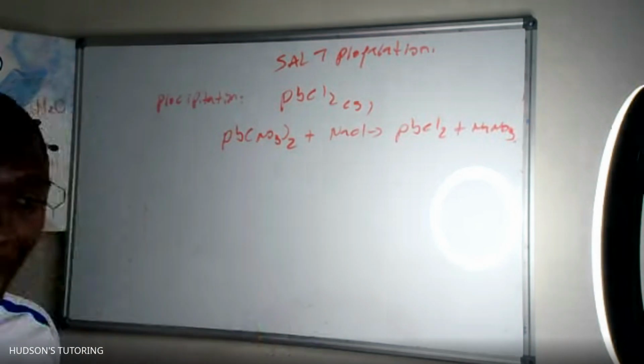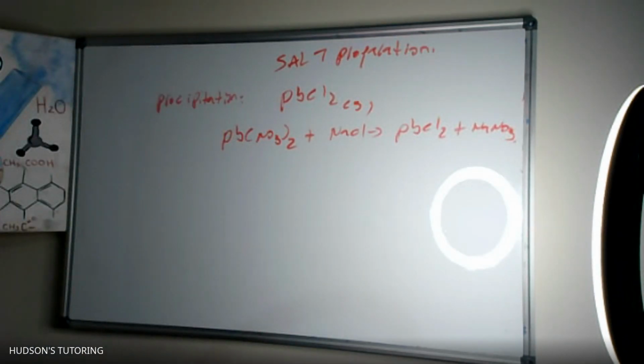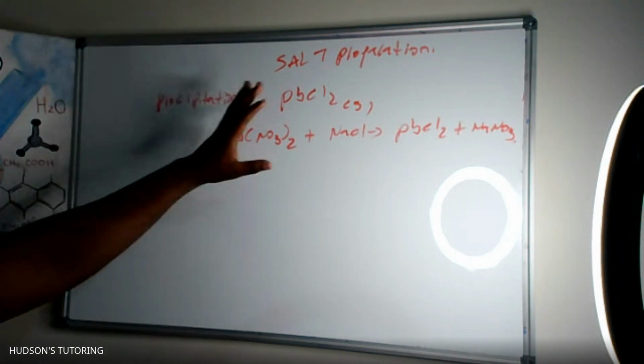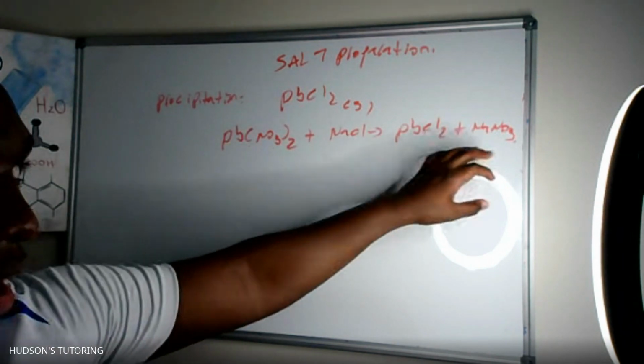So let me carry you guys into the lab now, because as I mentioned before, this is what I do on a daily basis, practical chemistry, right? So I'm not necessarily a teacher. Let me put that out there, I'm a chemist by profession. All right, so lead nitrate reacting with sodium chloride forms lead chloride and sodium nitrate.